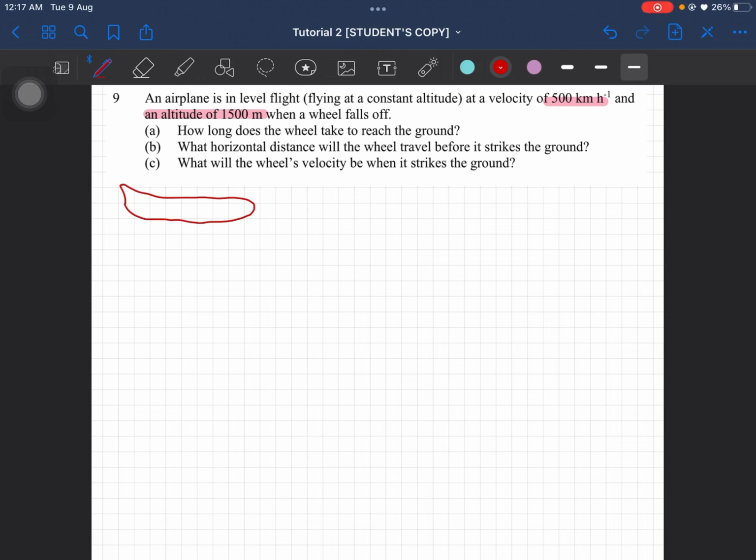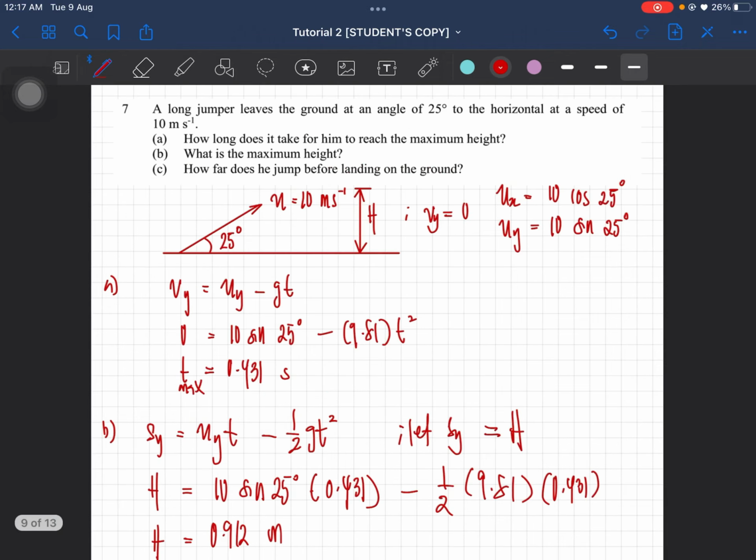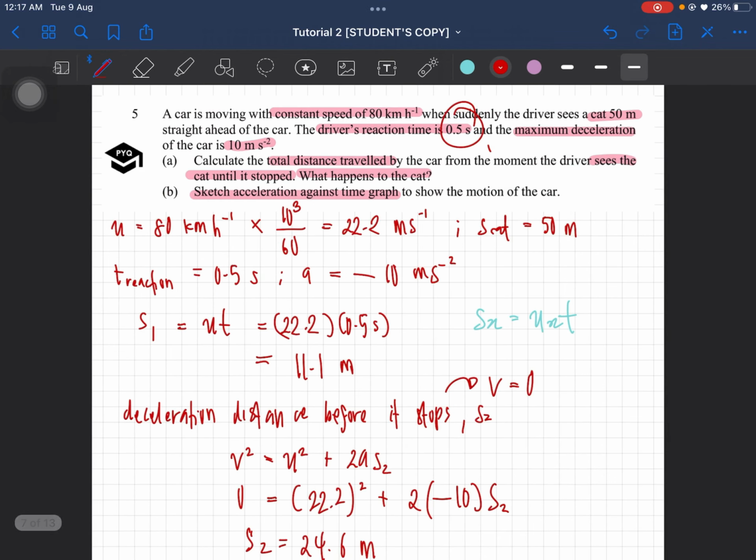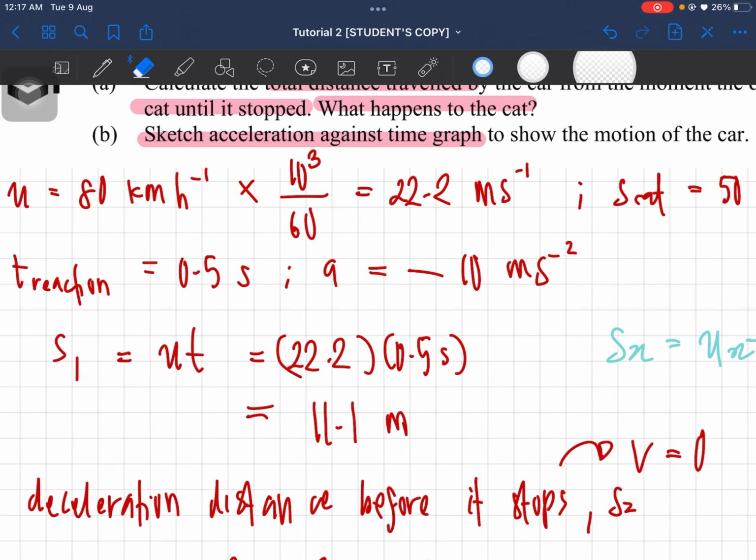So it is flying at a constant altitude at a velocity. Okay, so altitude. So this is the velocity. Okay, so convert this, you will get 138.89 meter per second. Actually, I think I wrote something wrongly. This is per hour, so 60 times 60 times 60.